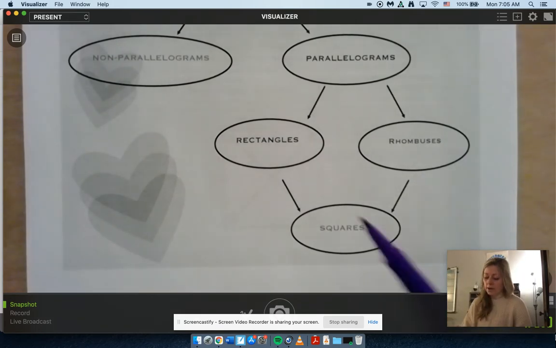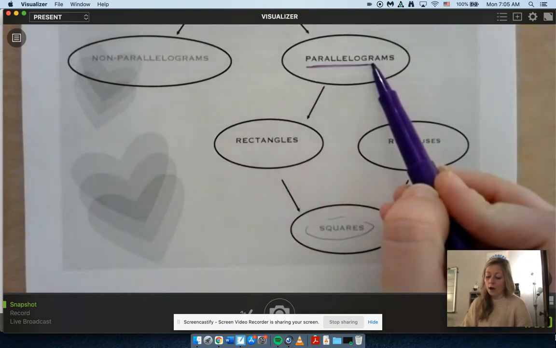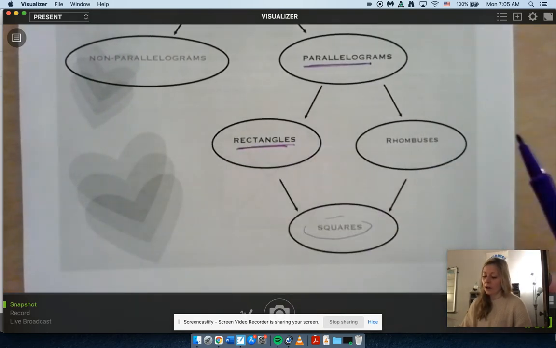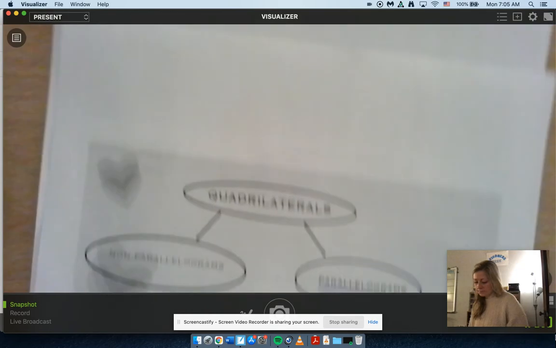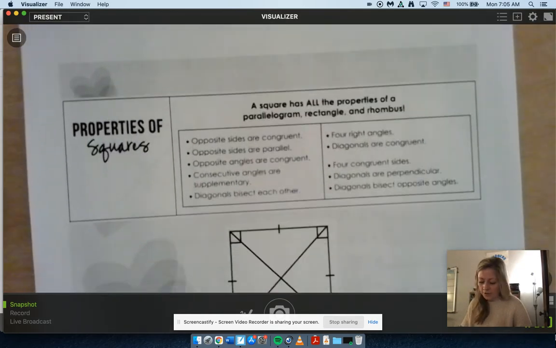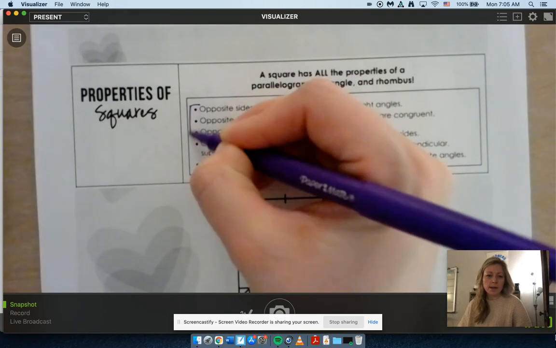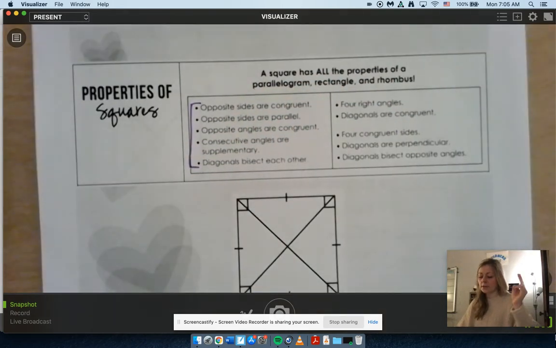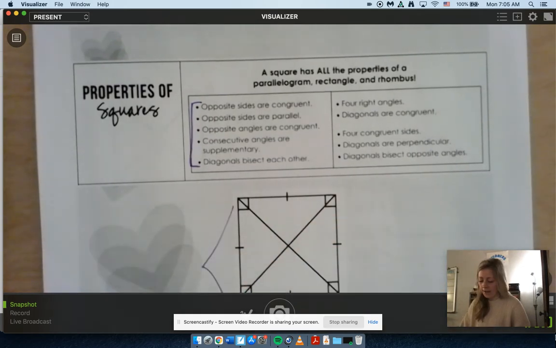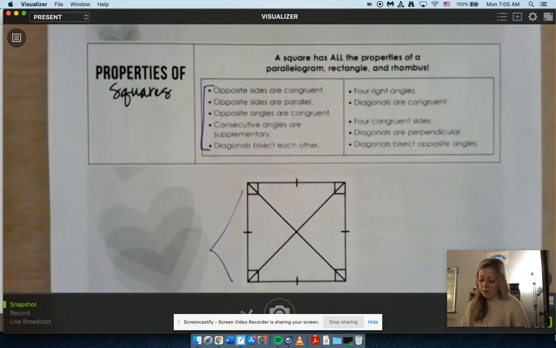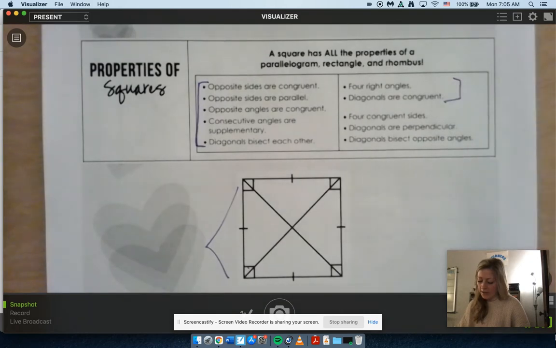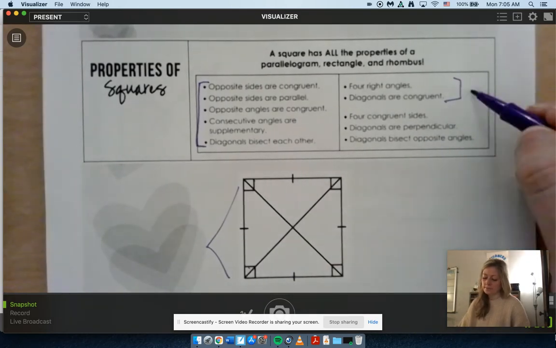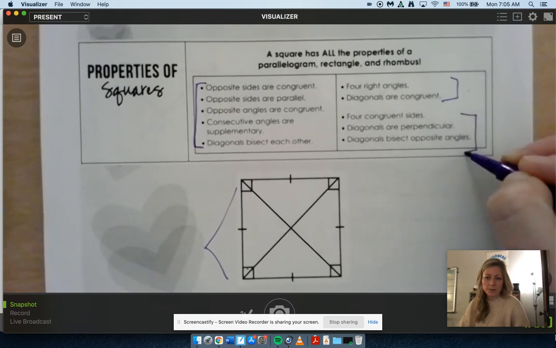So a square has all the properties of a parallelogram, all the properties of a rectangle, and all the properties of a rhombus. And then that's how you get a square. So if we look here in our notes, these properties here come from a parallelogram. Opposite sides are congruent. They're parallel. Opposite angles are congruent. Angles on top of each other add to 180, and diagonals bisect each other. Our 4 corner angles are right because we get that property from a rectangle, and our diagonals are congruent, also from a rectangle. And these last 3 properties are from a rhombus.